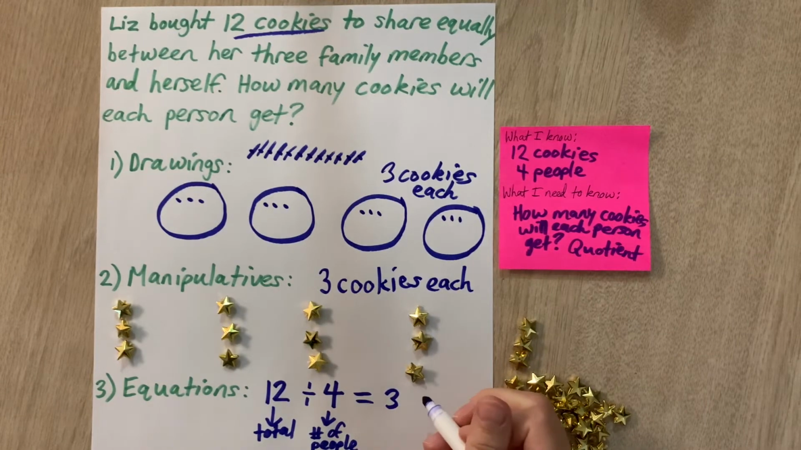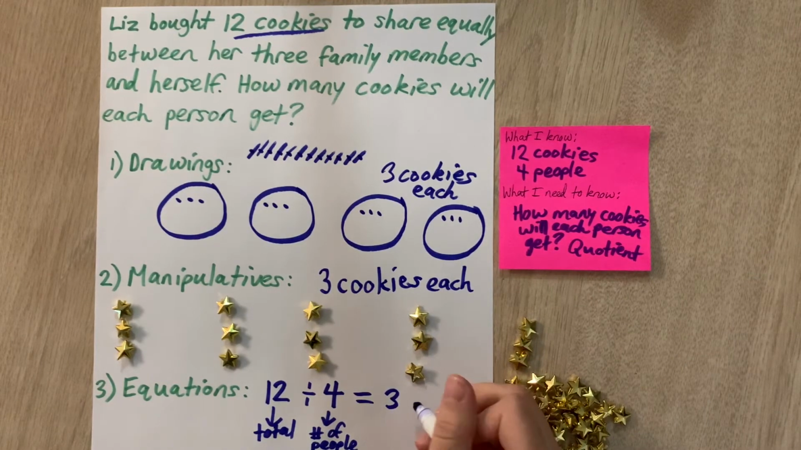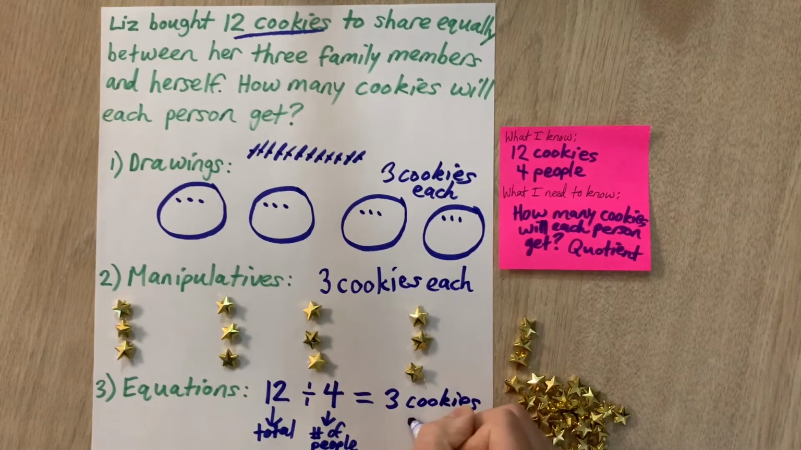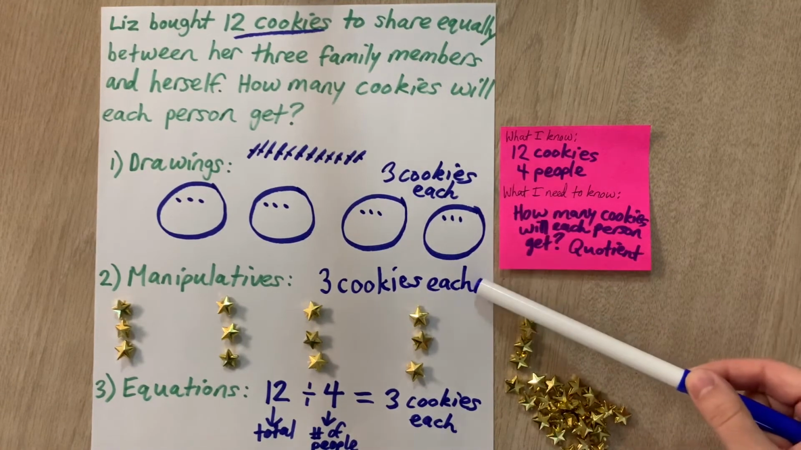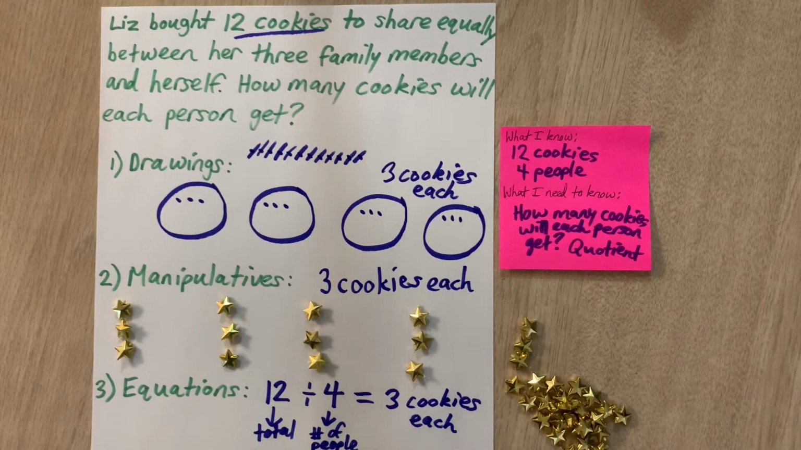And 3 what? We always have to include our units, so we know that this one will be 3 cookies. 3 cookies each. So again, each person will get 3 cookies. So that is how we solved our first division word problem using our 3 strategies of drawings, manipulatives, and equations. Notice that no matter what strategy we used, we still got the same answer of 3 cookies each.